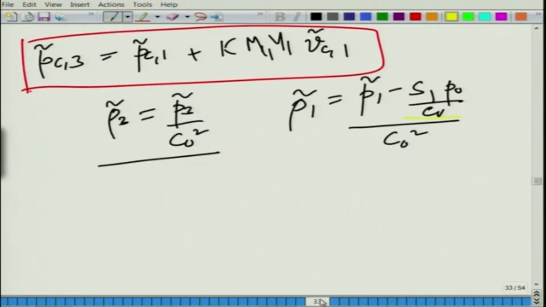Now, P naught is the ambient pressure and CV is the specific heat at constant volume. These are all thermodynamic relations. I would not go deep into this part. I would just say that this is what we get when we have entropy term generation downstream. But fortunately it has been found that the entropy contribution is only of the order M1 square, that is, this entire term, the one circled here, is of the order M1 square. So, it does not contribute as much as this term, and we would neglect it.